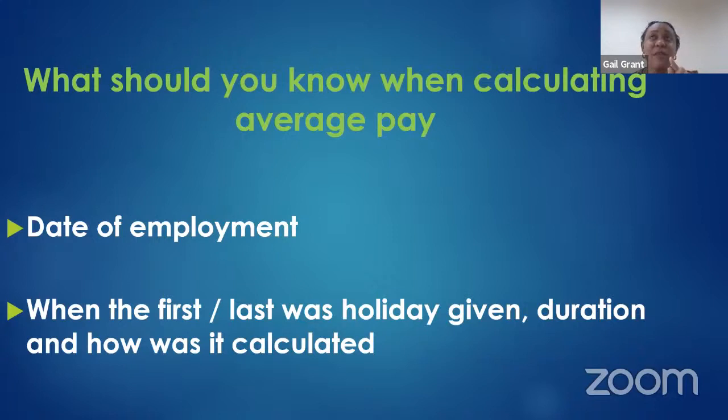So if you forgot to mention something and you called and you asked another question, then it changes. So it is not that you got 2 different answers. The information given at the time is relevant to the answer. So we need to know, what date did the person start to work? When did they get their first holiday? When did they get their last holiday? How was the holiday calculated?